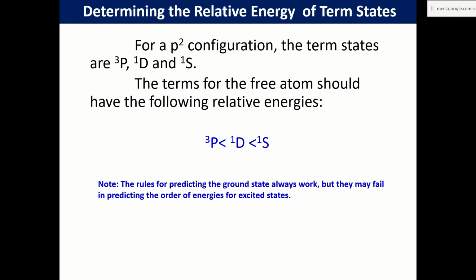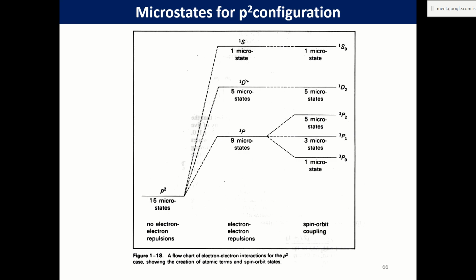And for the P2 configuration, we got three terms. We can arrange them: a triplet, then two singlet states, and amongst them you can have three different levels. This is how we predict the ground state energy. This scheme works very well for the ground state, but it is sometimes difficult to predict the energy of the excited states in this manner.